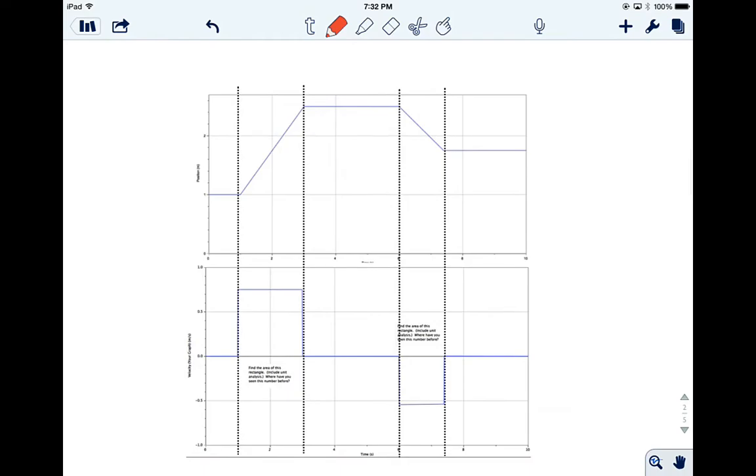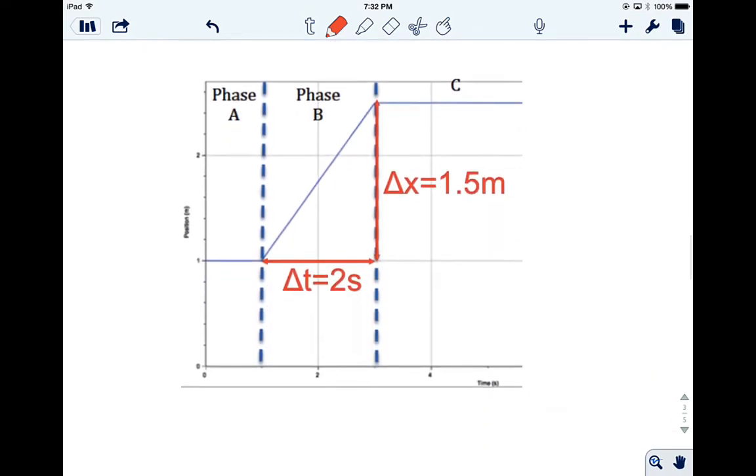To be able to do that, I want to focus in on just phase B. If you look at phase B, you'll see that we went from 1 second till 3 seconds. So in other words, we had a total change in time of 2 seconds. And during that time, we went from 1 meter to about 2.5 meters. In other words, we displaced ourselves 1.5 meters.